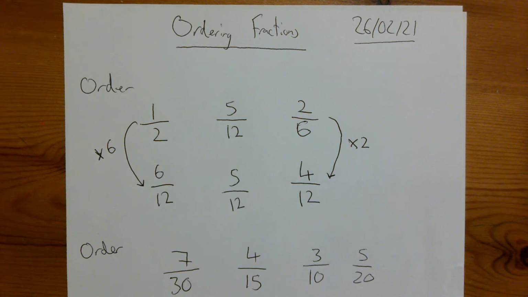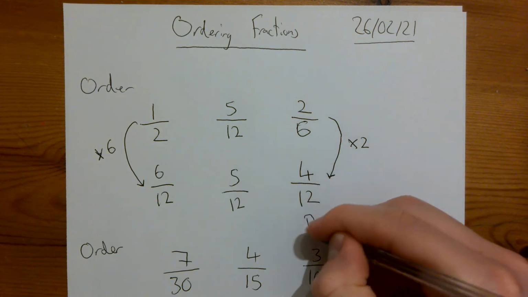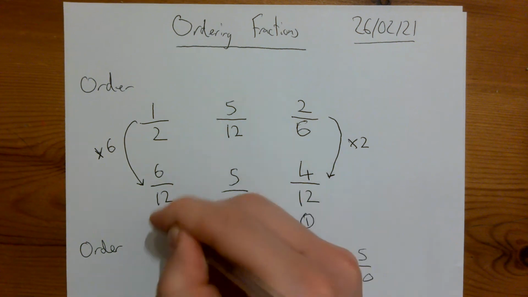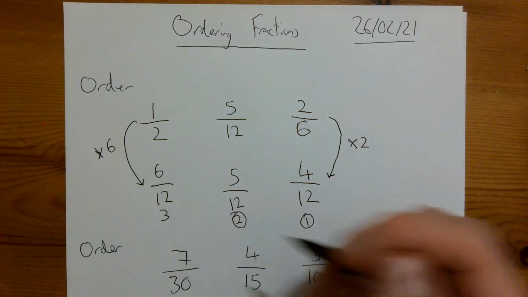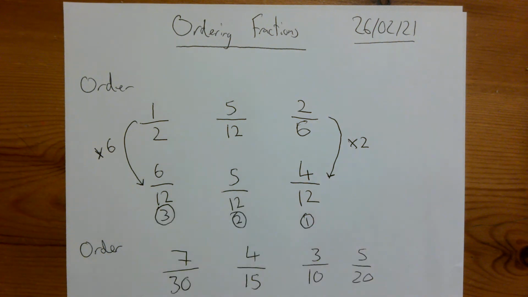And now we can compare the fractions, we can order them because they're all written as 12ths. So I can see that the smallest one is 4 12ths, then 5 12ths, and then 6 12ths is the largest one. And that's the rule. So just really that one main step of finding a common denominator for all of them, and then we can order them.